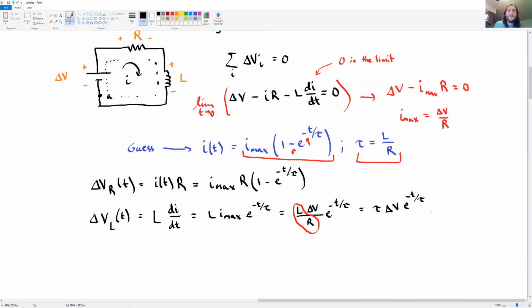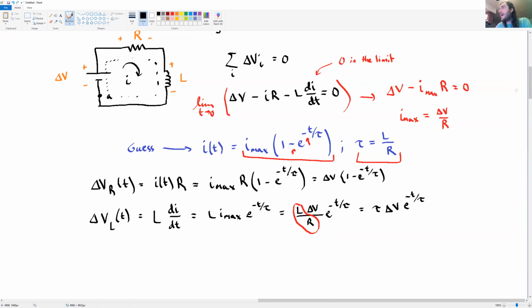Right? There's numerous different ways to write these expressions. For example, the voltage drop across the resistor: I don't have to write it as I max times R. I can write it as delta V, which is the source voltage, the voltage that's being supplied to the circuit, times 1 minus e to the minus t over tau, right? There's many different ways to write these things.